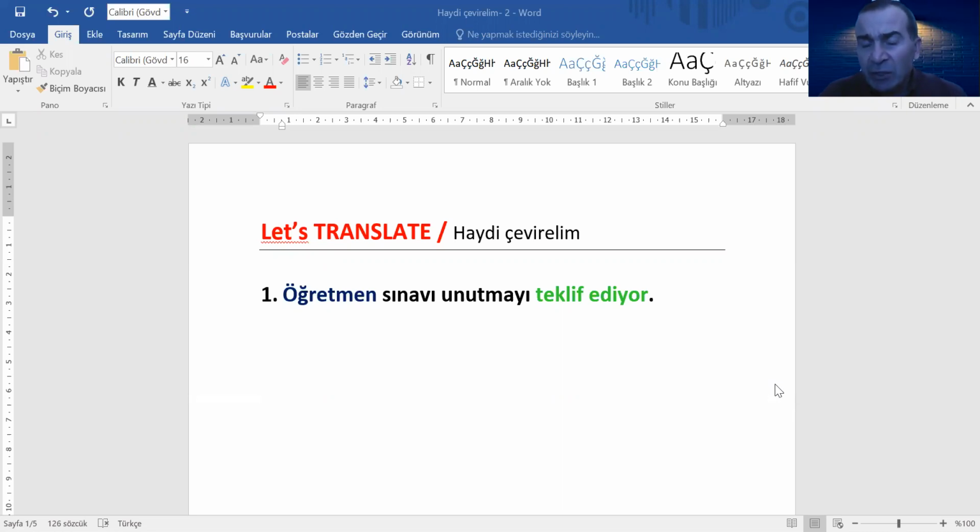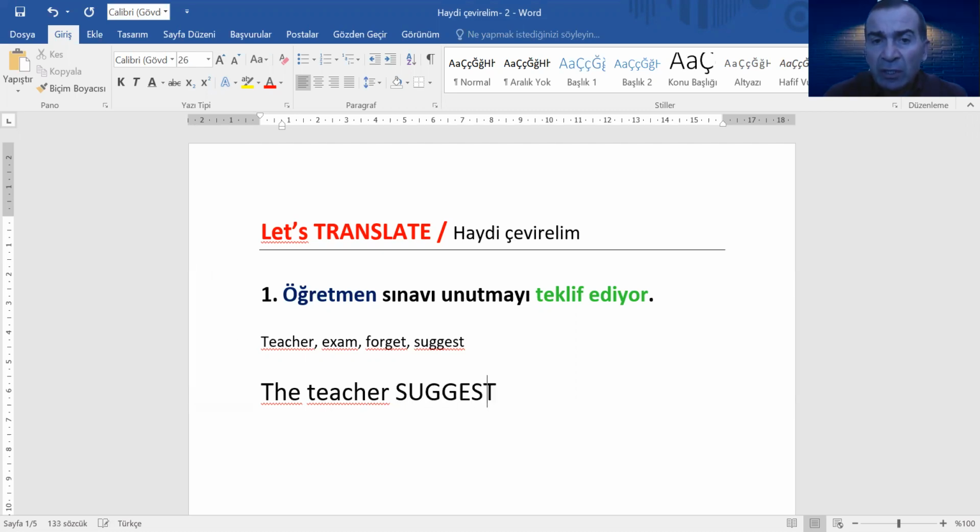But first, I'd like to write the Turkish of the words in the sentence. Öğretmen, teacher, sınav, exam, unutmak, forget, teklif etmek, önermek, suggest. These are the words. But now we are going to combine, we are going to join these words together. The subject of the sentence is the teacher. What does the teacher do?